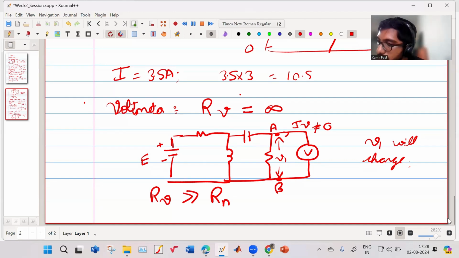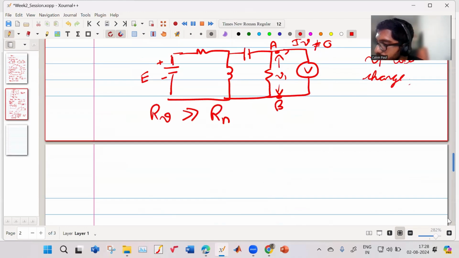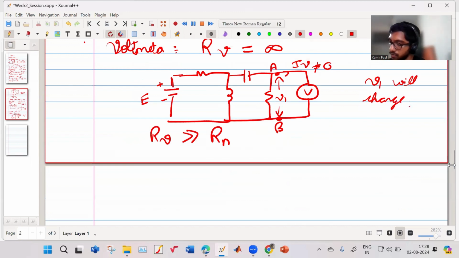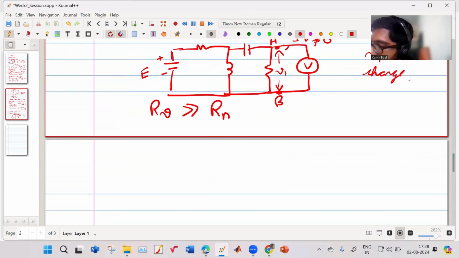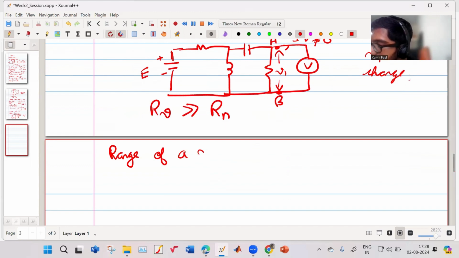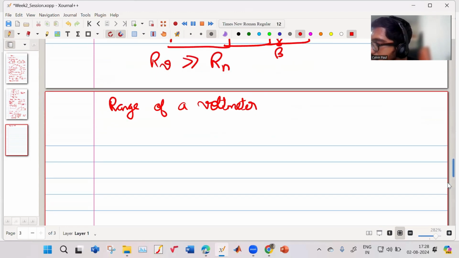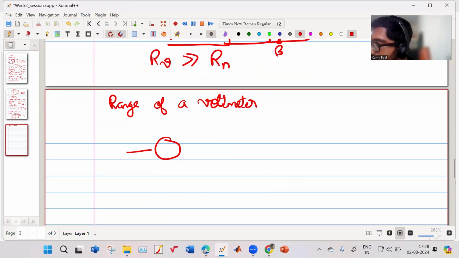So now we can check how do we extend the range of a voltmeter. Assume there is a voltmeter, okay?